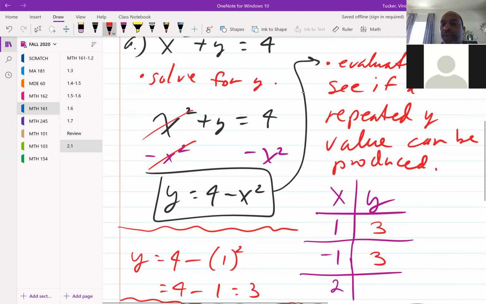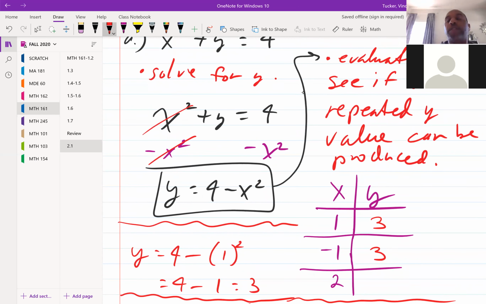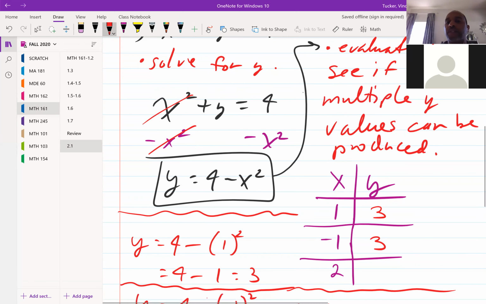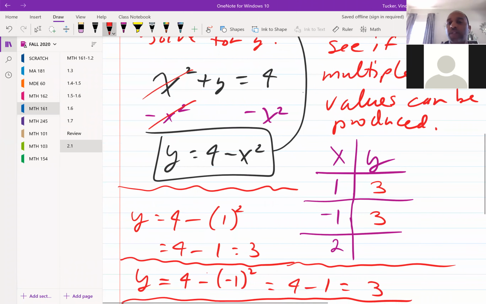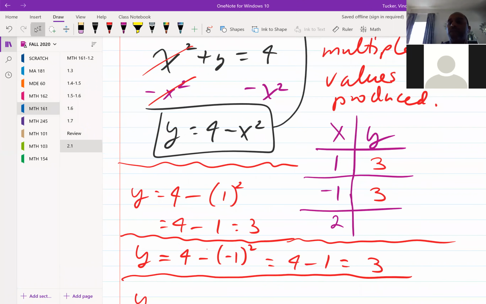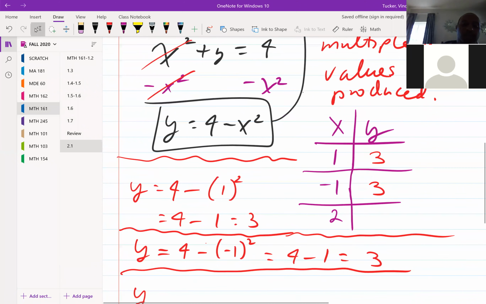I shouldn't say repeated. Change that. Change that repeated to multiple. There you go. I shouldn't have said repeated. So you want to evaluate to see if multiple y values can be reproduced. Right. Multiple y values. And I'll show you what I mean in a second.